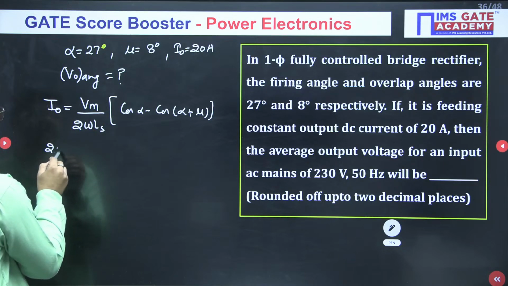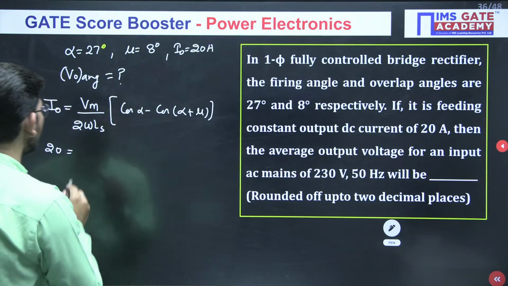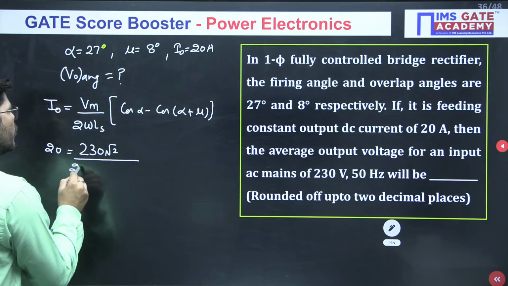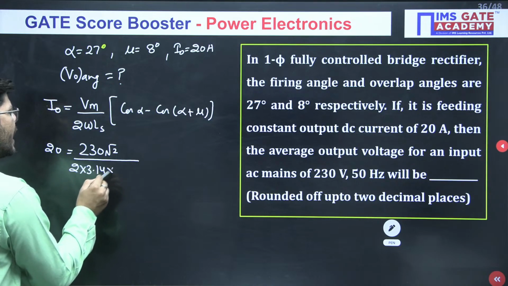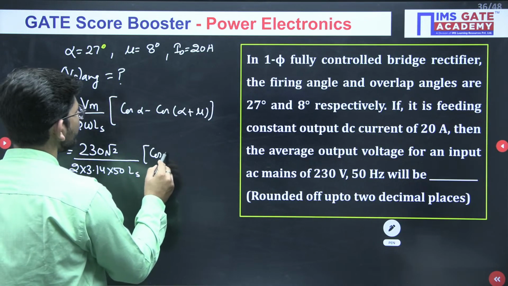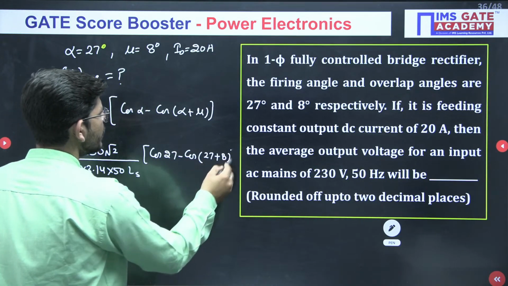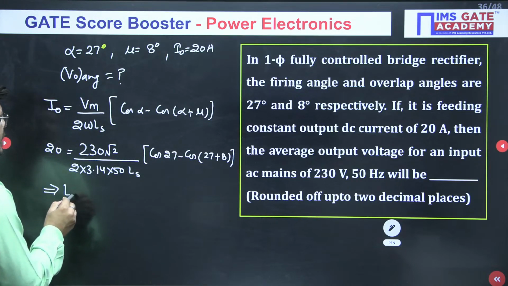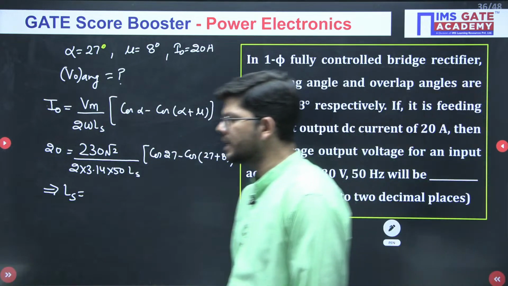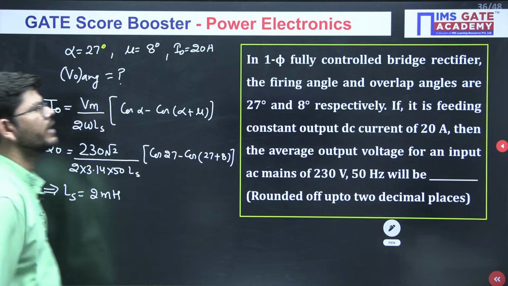Now just see, we have been given with the current, which is 20 ampere. Vm is maximum value of the voltage. So what is the voltage? 230 volts. So maximum value will be 230 root 2 divided by 2 omega Ls. Omega Ls means 2 pi f, and Ls value is not given to us. So Ls is what we have to calculate here. Cos of alpha is 27 minus alpha plus mu will be 27 plus 8. So what you can see, the only unknown thing here is the inductance. Okay. So when you will solve this expression for the value of inductance, you will get a value of 2 millihenry. Okay. You will get a value of 2 millihenry.